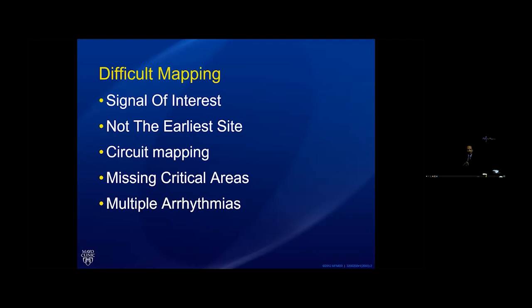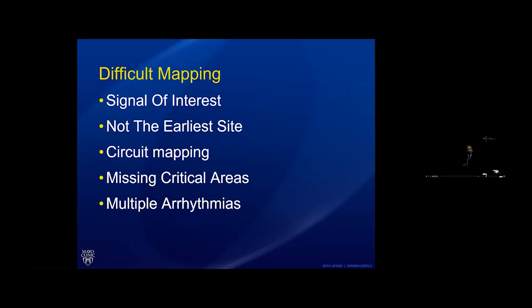Toughest cases are where we map the earliest site, but that's not the place we need to ablate, not the earliest site. Mapping circuits is much more difficult than mapping other forms of arrhythmia. We've addressed this in some of our previous sessions and will do so in our case discussions. Then when the critical area for the solution for the case is missing from our map, we'll see if any questions come up on this. If they do, we'll share some cases with you. If not, we'll discuss at some future sessions.